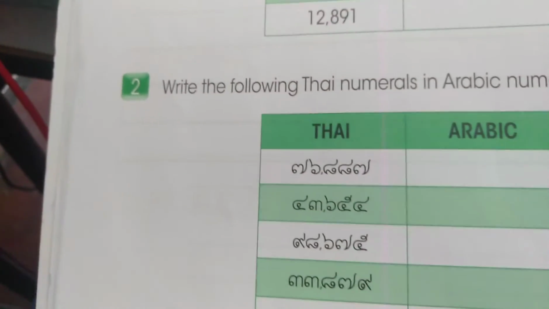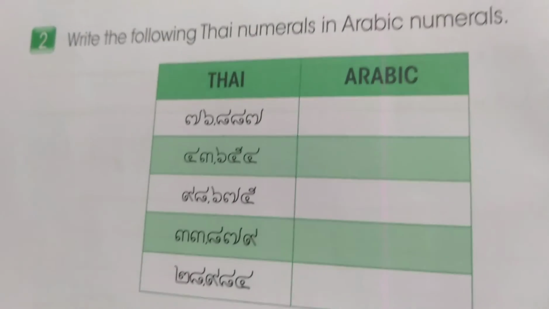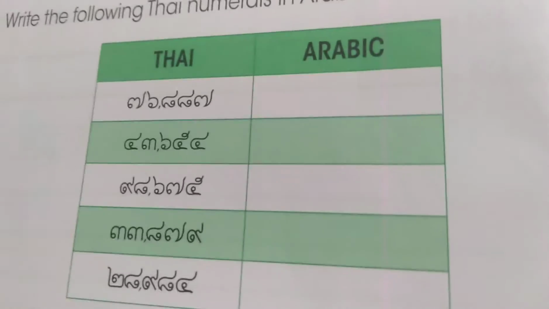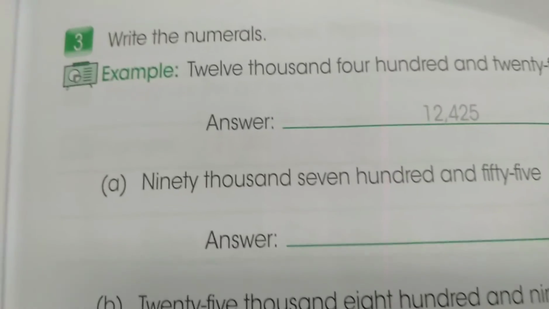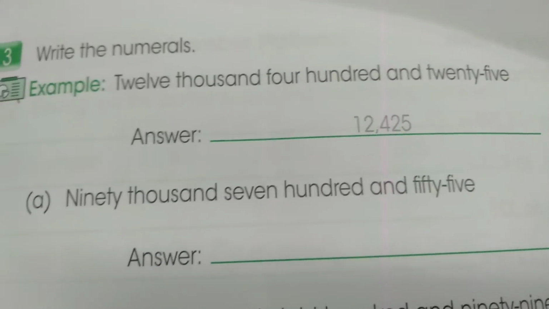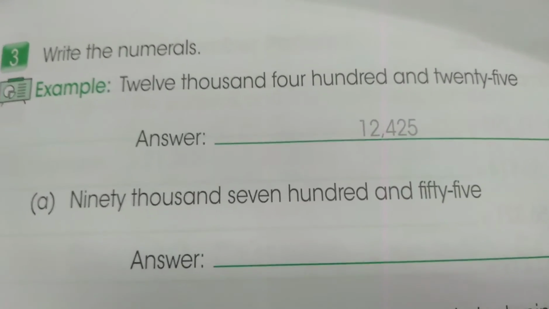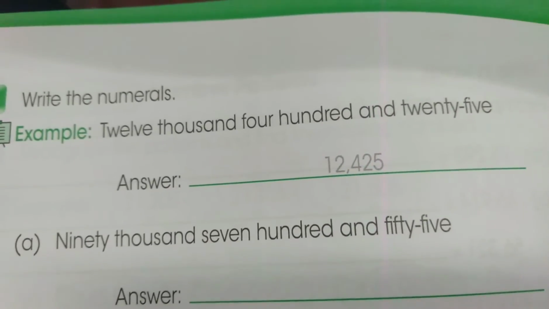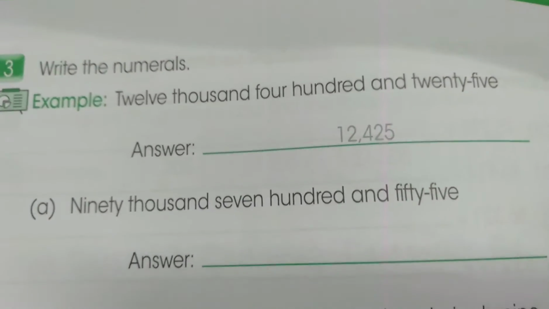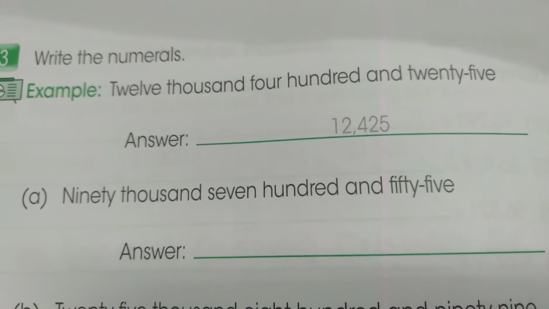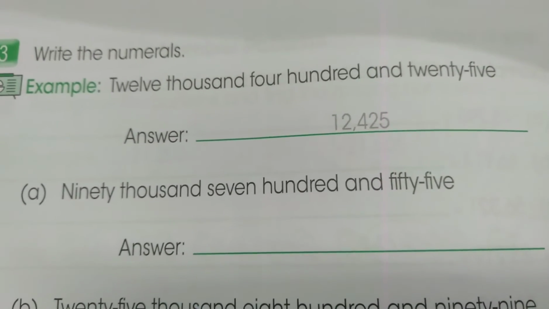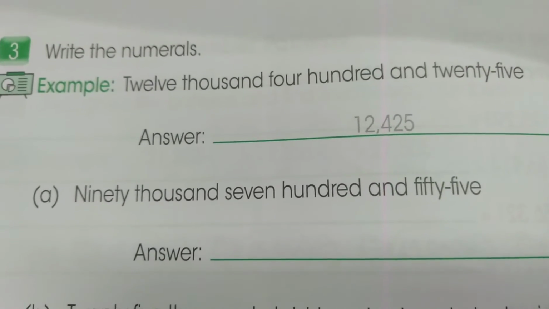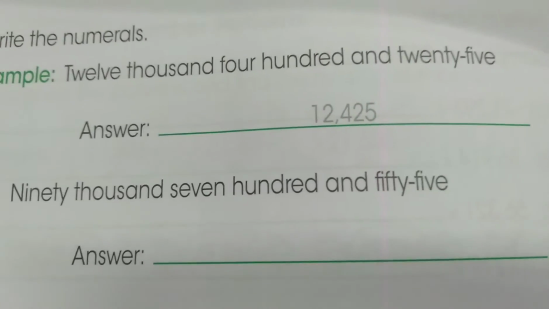And also here in number 2, you need to write it in Arabic from Thai. Okay, here is the next. The example, 12,425. So you need to write it in Arabic. And just like here at letter A, 9,755, you need to write it also in Arabic. Okay, writing Arabic. You understand?